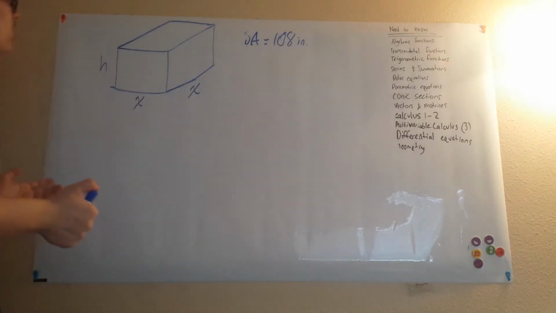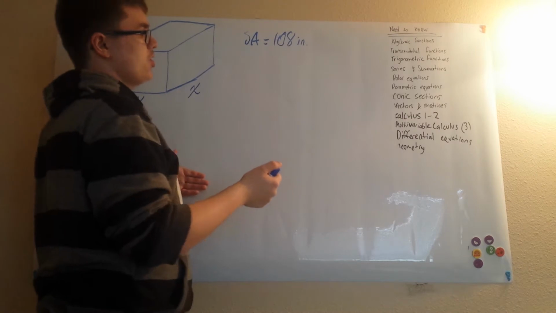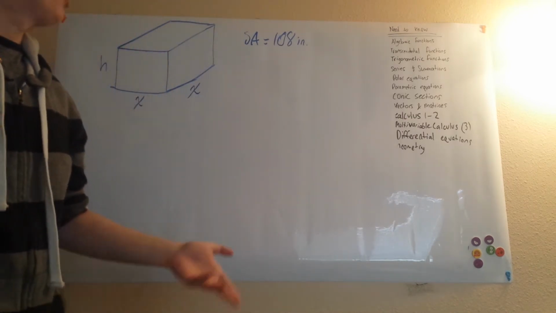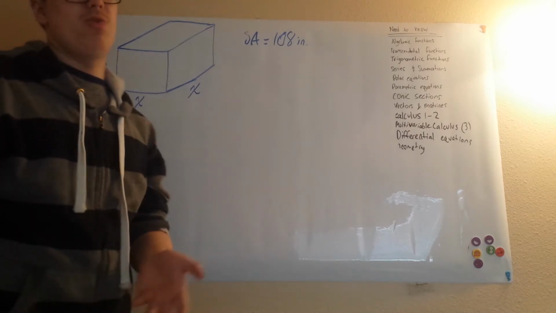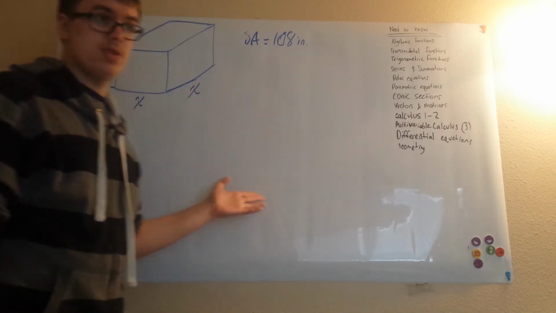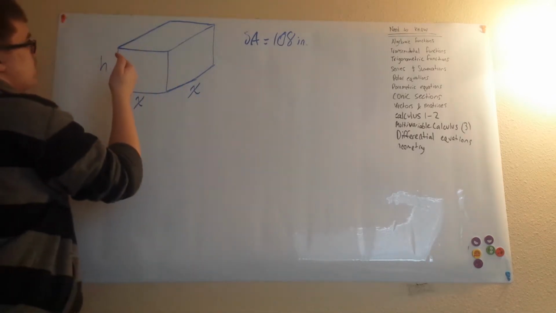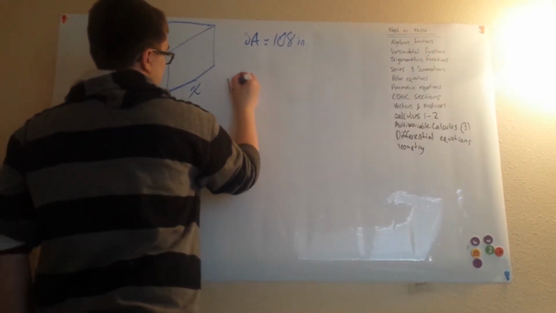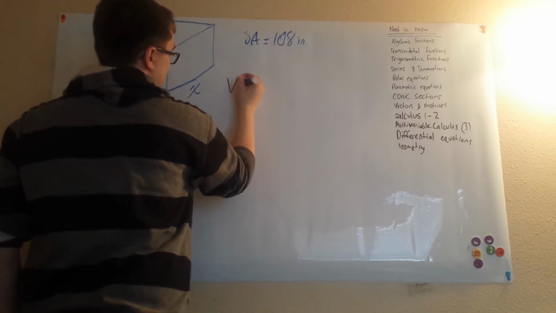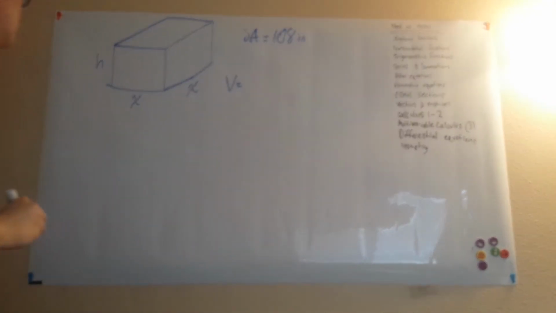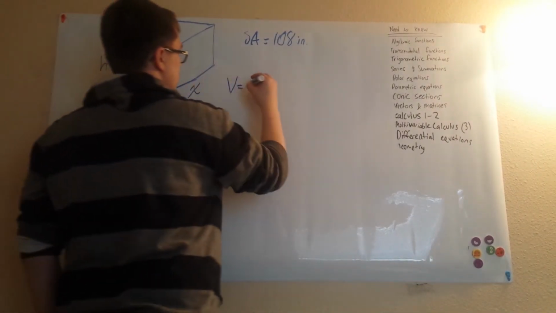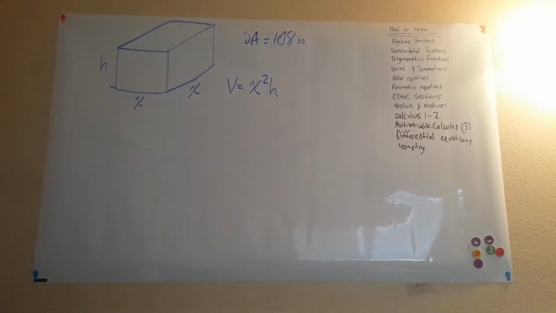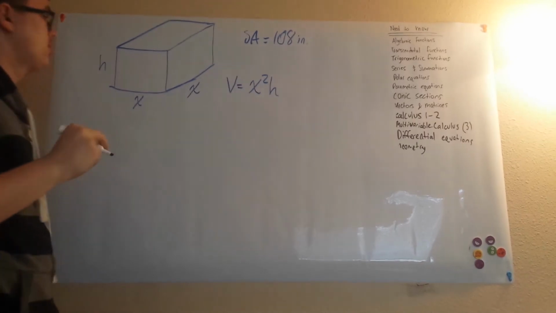So we gotta create a function and actually find where its maximum is. That way we can figure out the maximum volume with limited surface area. So what is the volume of the box? First of all, what's the volume of the box? Well, the volume of the box is x times x times h. So it's x squared h. That is the volume of the box.